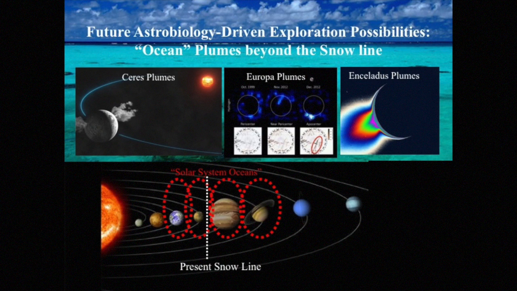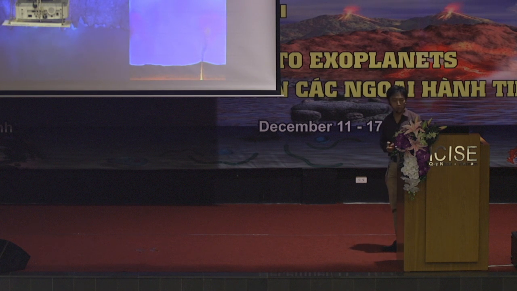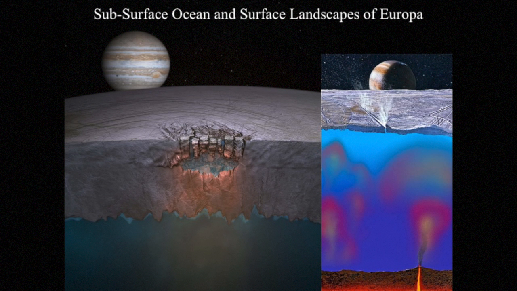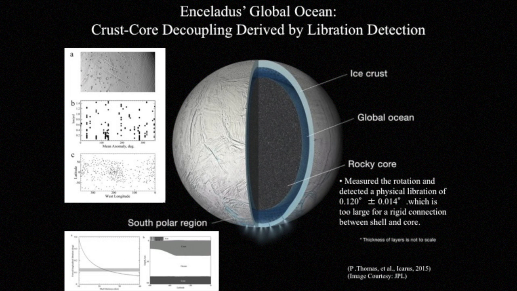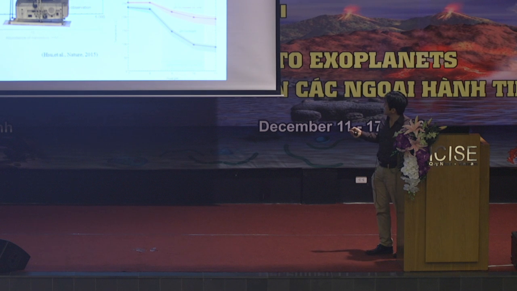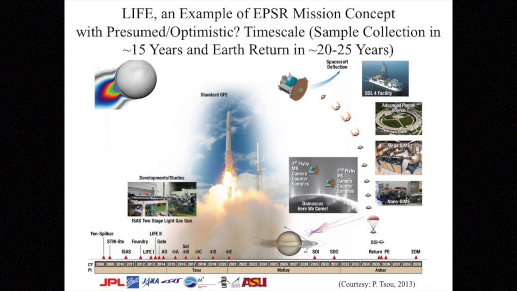And then we started to see the plumes of Ceres, Europa, and Enceladus. We had a good talk about Enceladus and Titan yesterday, let alone Europa. For Enceladus, I probably don't have to explain this to the audience. We have chemistry, and we have a global ocean directly connected to the rocky core. That's an important thing. And now Japanese experimentalists have supported the evidence that the discovery of nano-silica can be reproduced by hydrothermal vents at the bottom of the sea.